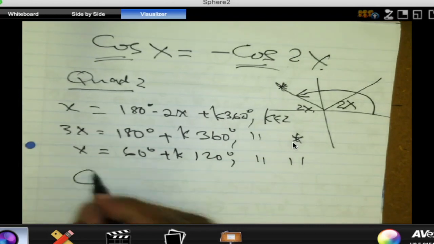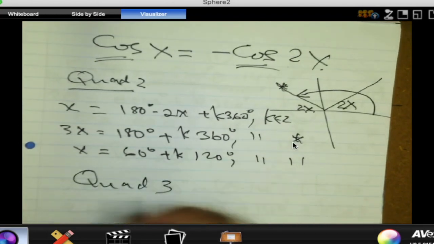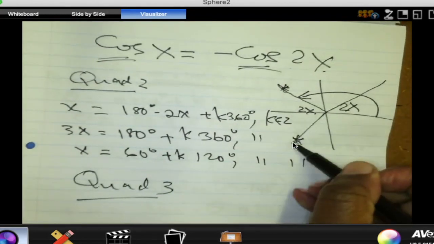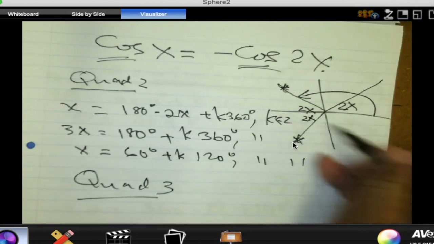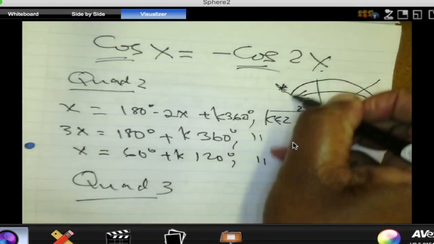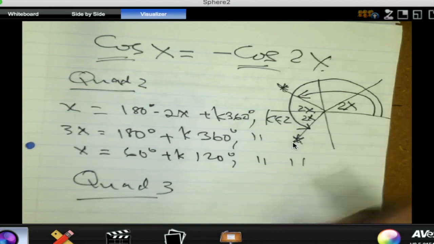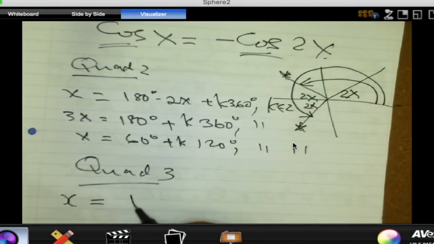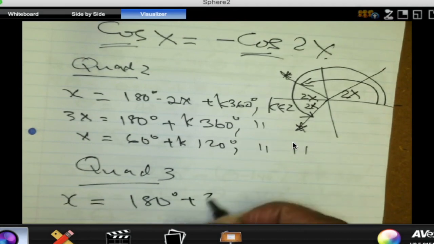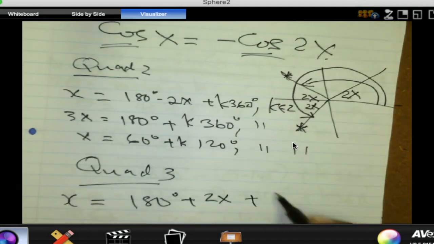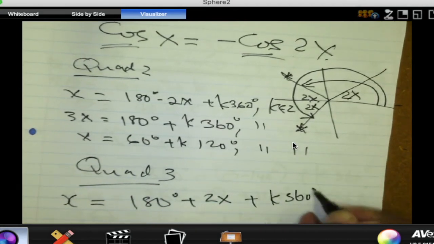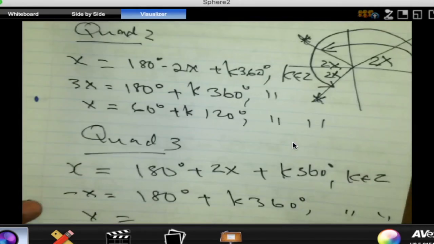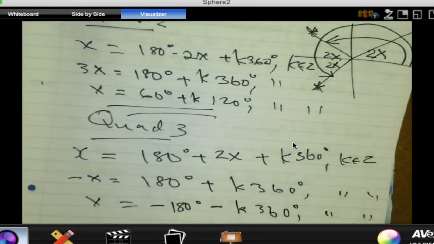Then from quadrant 3, this is where we are, and we are saying that is 2x. If we move like this, we get to quadrant 3. What is x equal to? Now it's 180 plus 2x plus k 360. That would be the answer.